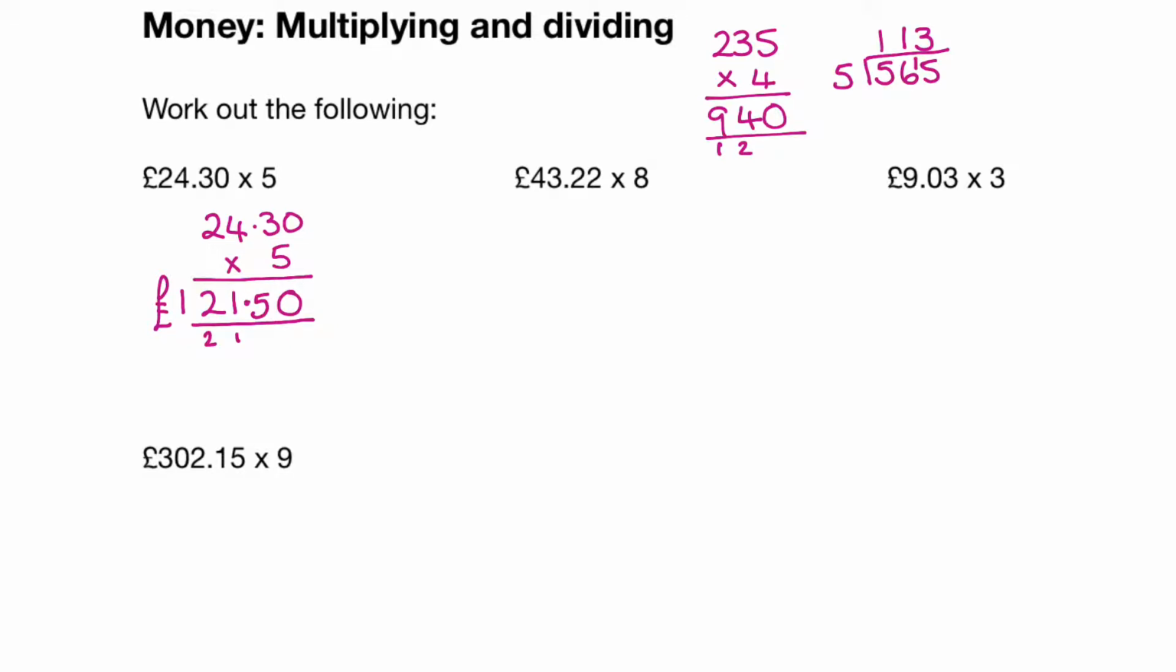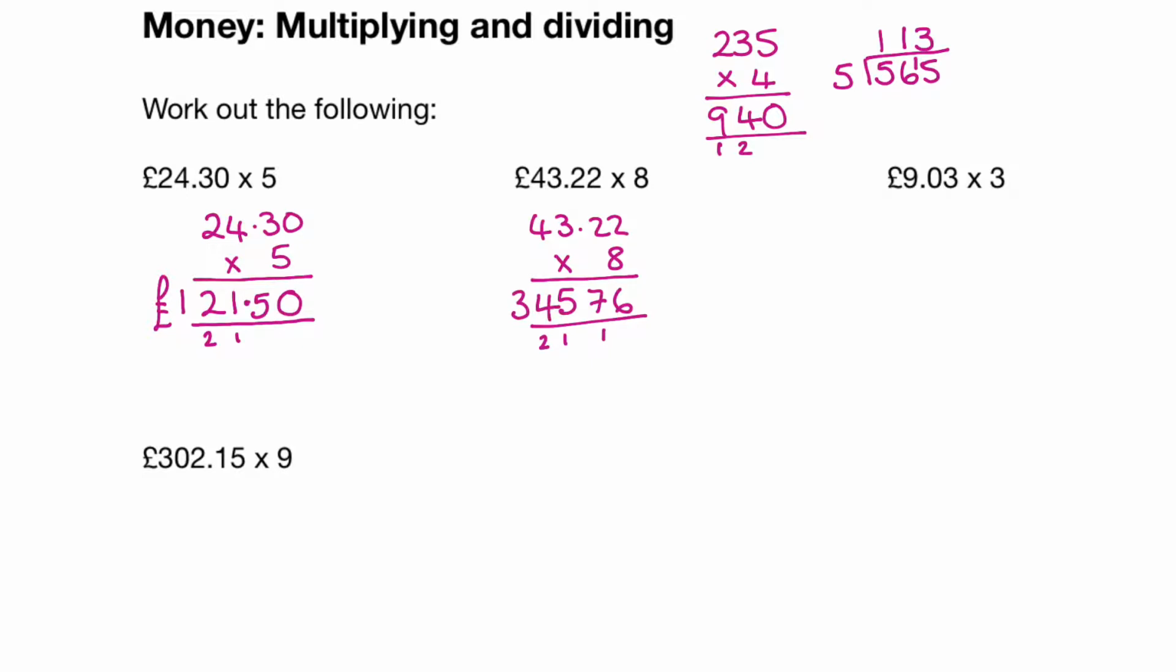The next one we're going to look at is £43.22 times 8. So remember, you can use your multiplication square if you want to help you with the multiplying. So starting from the right hand side, 2 times 8 is 16. We've got another 2 times 8 is 16, but we need to add the 1 to make it 17. Then 3 times 8 is 24. Add the 1 is 25. And then 4 times 8 is 32. Add the 2, makes 34.